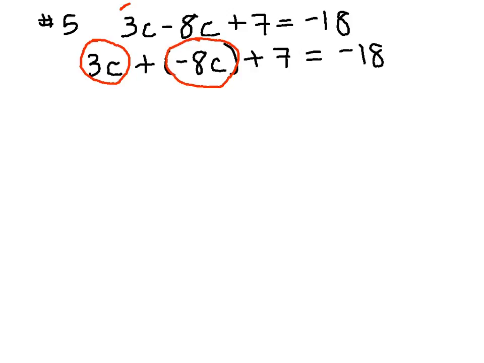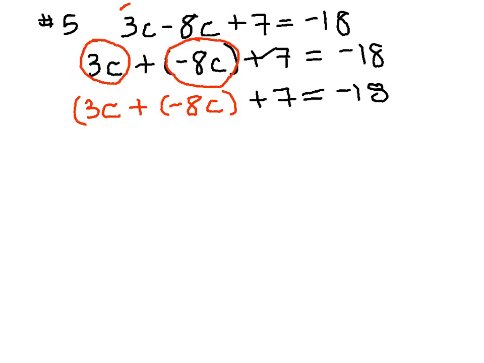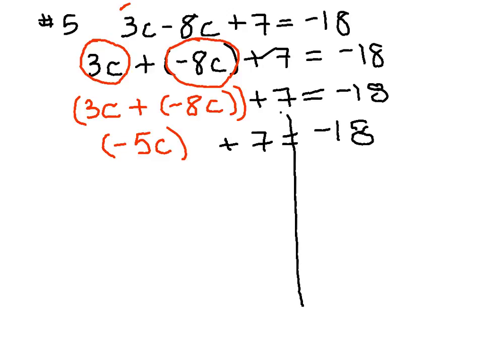All right, and so let's go ahead and collect up these like terms here. 3C plus negative 8C plus 7 is equal to negative 18. I think I forgot a parentheses. So I have a 3C plus a negative 8C, so I know that I'm going to get a negative 5C from that. And then I have plus 7 is equal to negative 18. So at this point, I'm going to draw it down, and I'm going to get C is equal to something when all is done.